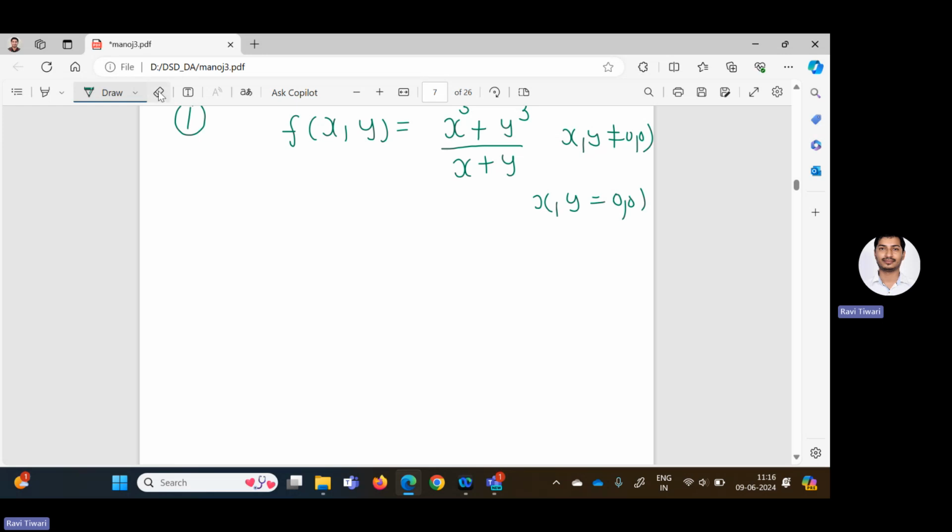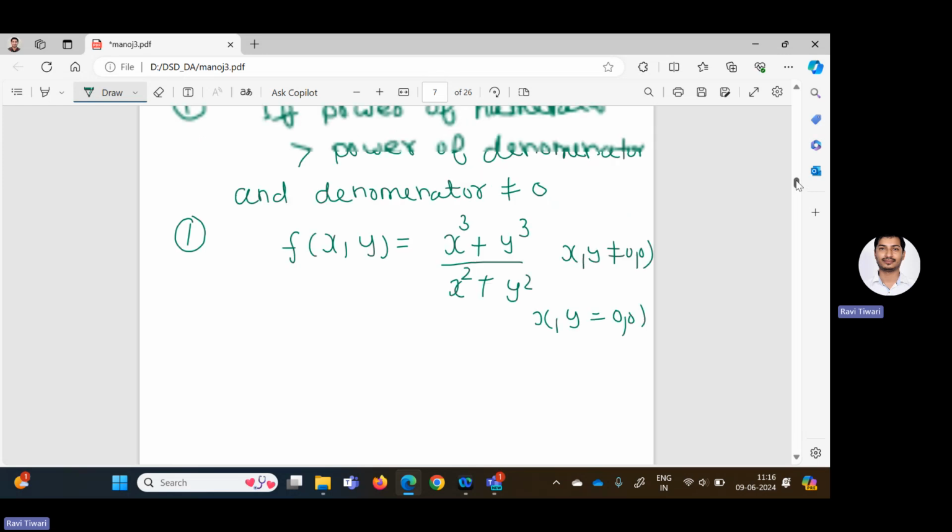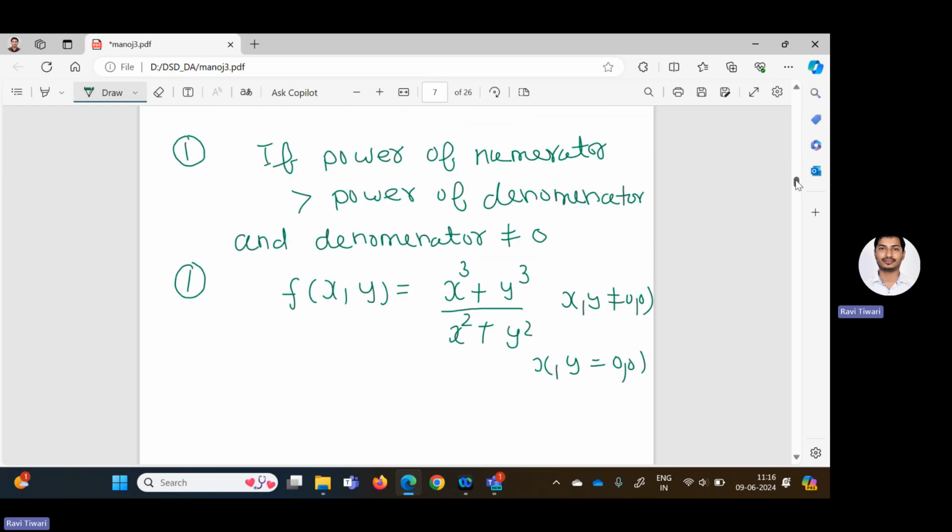If I change x cube to x square plus y square in this question, you can see the power of numerator is greater than the power of denominator, and the denominator will never be 0, because x square plus y square can only be made 0 if x and y both are 0, and only then is it equal to 0.